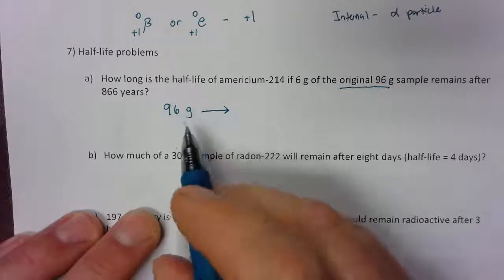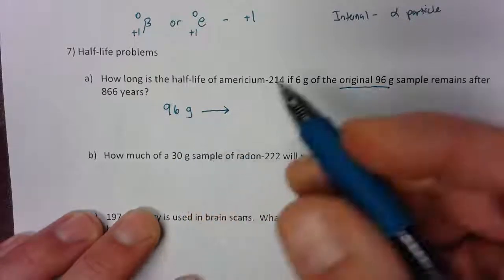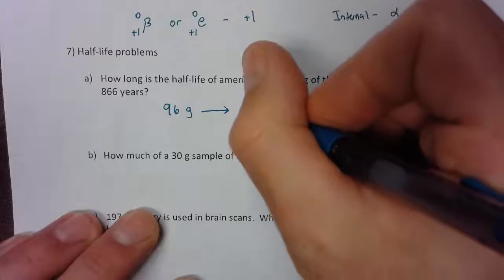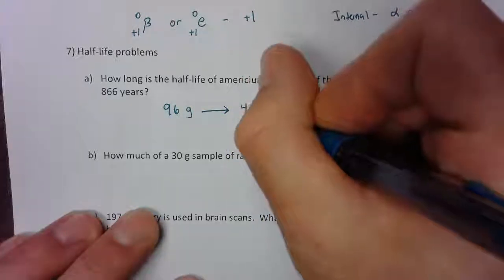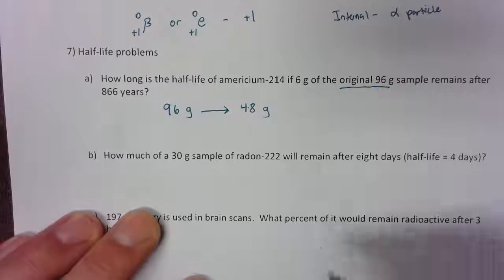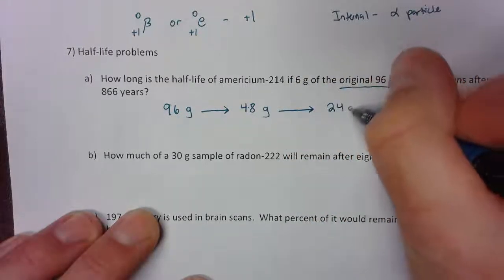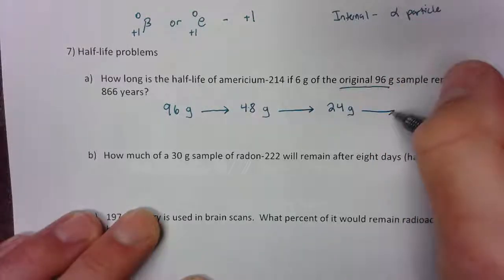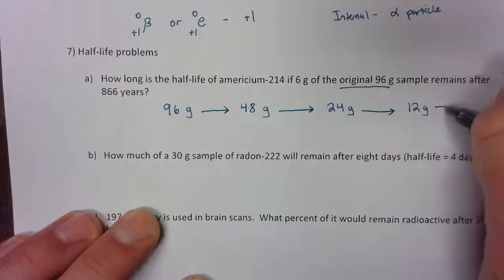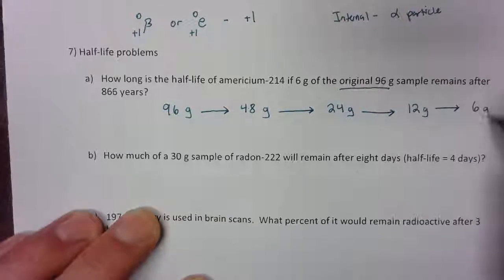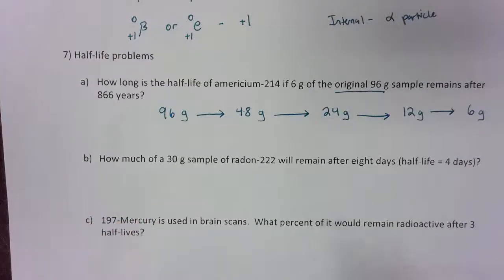So 96 grams divided by 2 is going to be 48 grams. Next half-life is going to bring it down to 24 grams. Then 12 grams. Finally to 6 grams. Okay, so there has been 4 half-lives, 4 divisions of this original 96 gram sample.